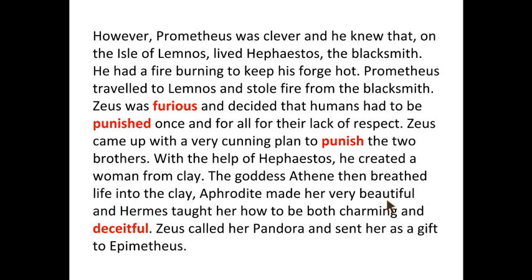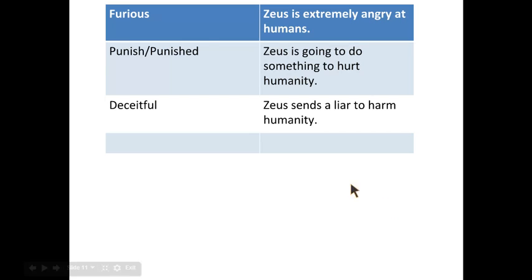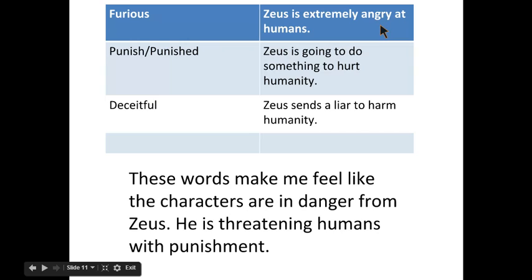So, how do these words make me feel? Well, furious makes me feel like Zeus is extremely angry. Punish makes me feel like Zeus is going to do something to hurt humanity. And deceitful means that Zeus sent a liar to harm humanity. So these words make me feel like the characters are in danger from Zeus. They make me feel threatened. They make me feel like he's threatening humanity with punishment.